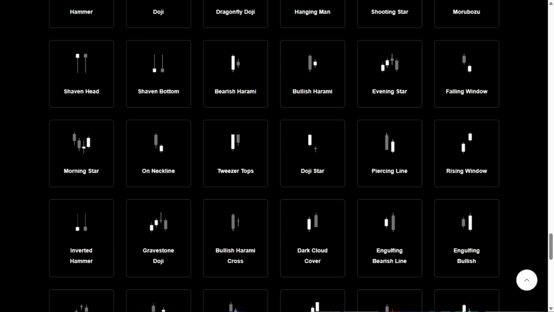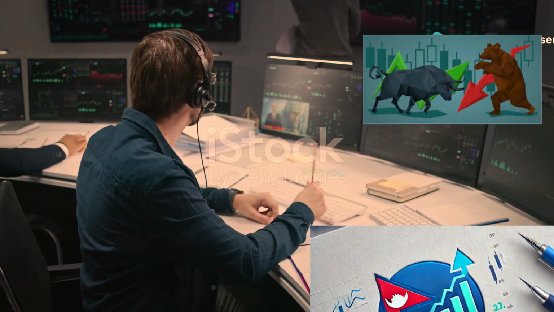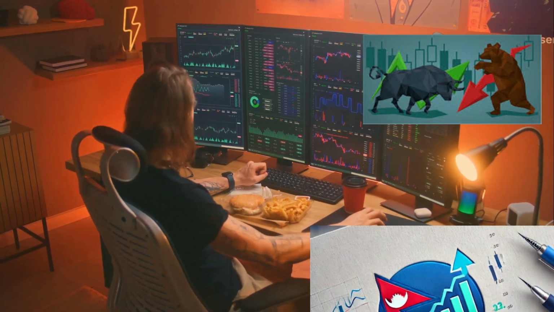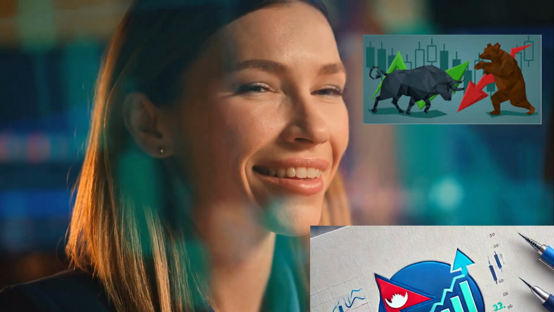Section 8. Mastering candlesticks, a journey, not a destination. Listen, learning to read candlestick patterns is like learning a new language. It takes time, practice, and a willingness to make mistakes along the way. Don't get discouraged if you don't become a candlestick master overnight.